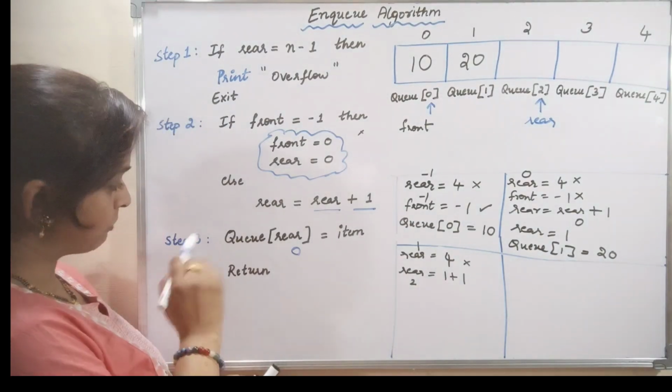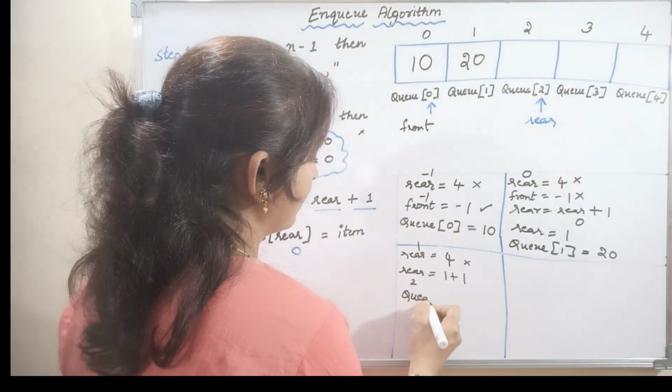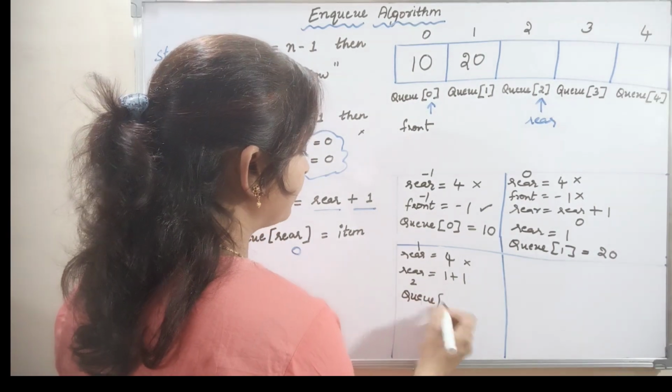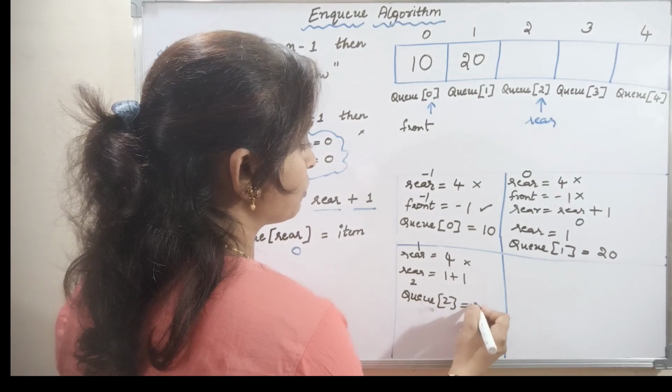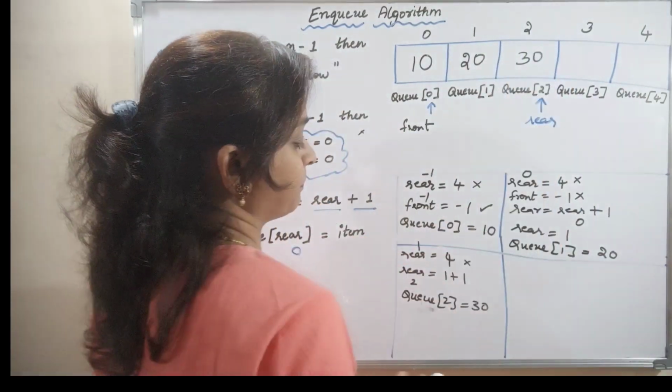Then I have to come to step 3. I say queue of rear. What is queue of rear? Queue of rear means 2 equal to, say, next item, say 30. So next item I am inserting 30.